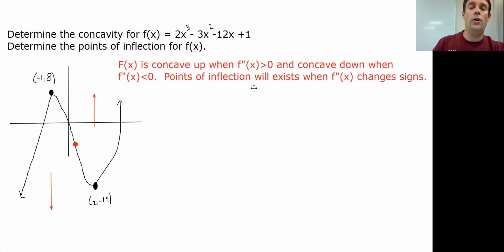There we are. So concavity exists when the second derivative changes signs, and it's concave up when it's a positive derivative, concave down when it's a negative derivative. We gave ourselves permission. We said what we're going to do. Now we're going to turn around and do the work.